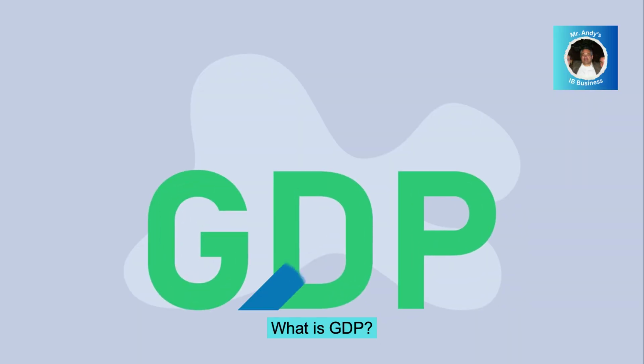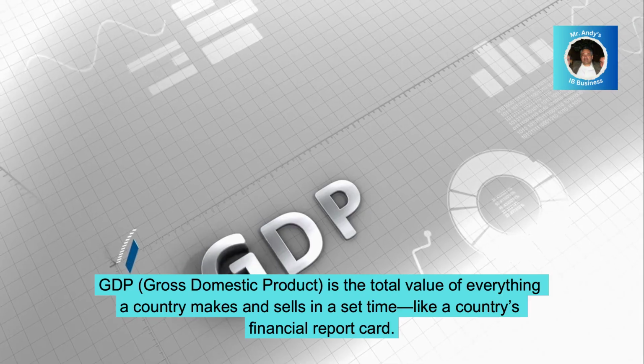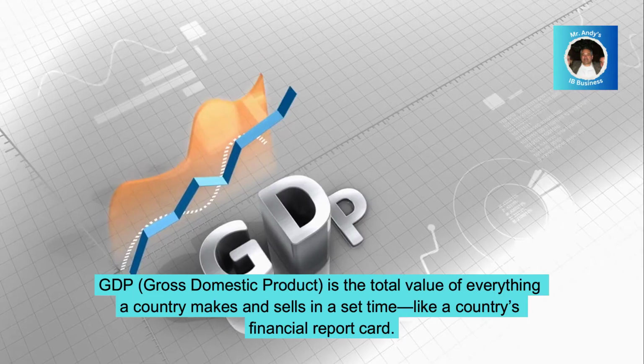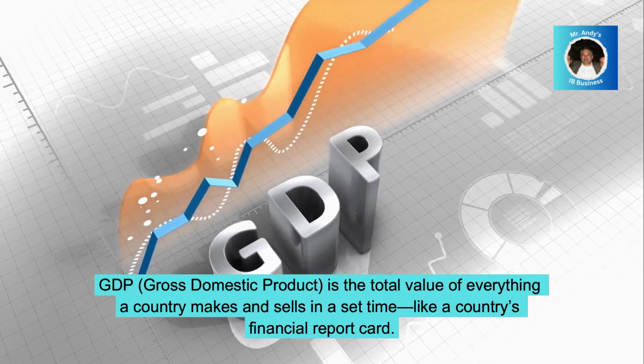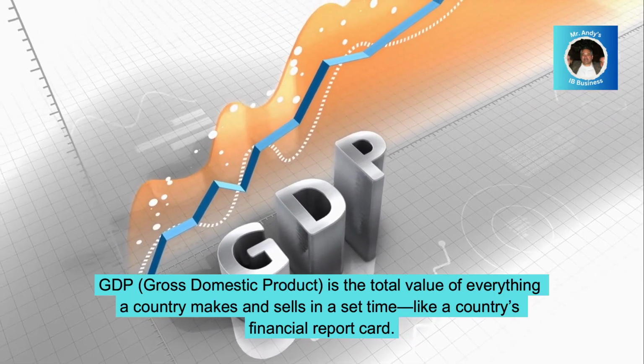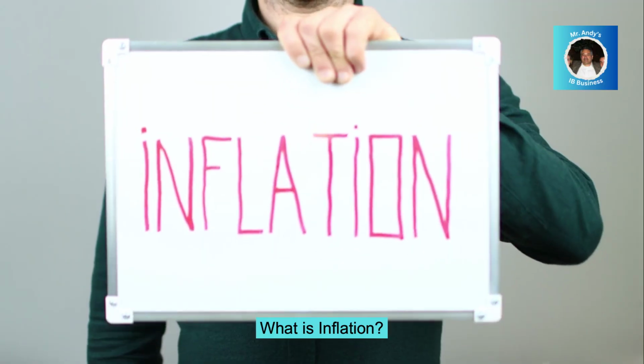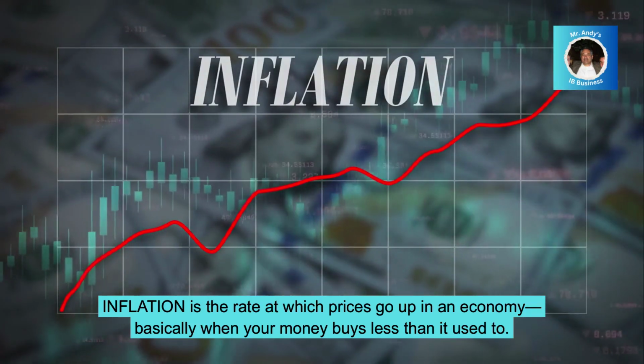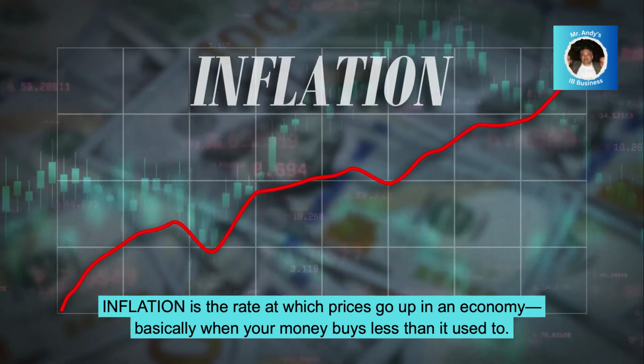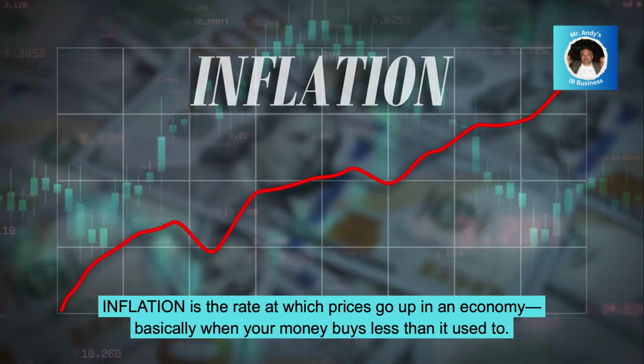What is GDP? GDP, gross domestic product, is the total value of everything a country makes and sells in a set time, like a country's financial report card. What is inflation? Inflation is the rate at which prices go up in an economy, basically when your money buys less than it used to.